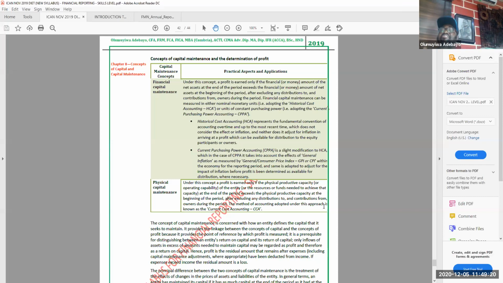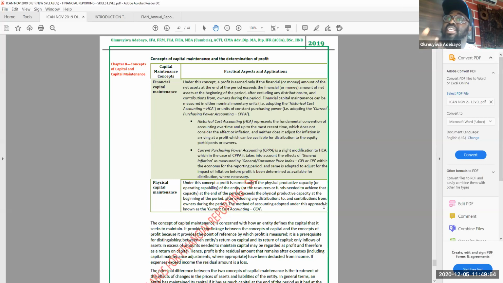Now, the financial concept has two methods under it, or two methodologies. One is the nominal concept. The other one is the real concept. Now, what is the difference? The nominal concept does not consider the effect of inflation, whereas the real concept considers the effect of inflation. What is inflation? Inflation is a general rise in price level of goods and services.